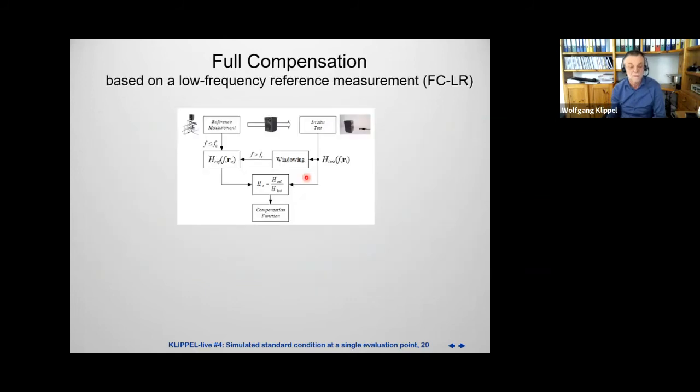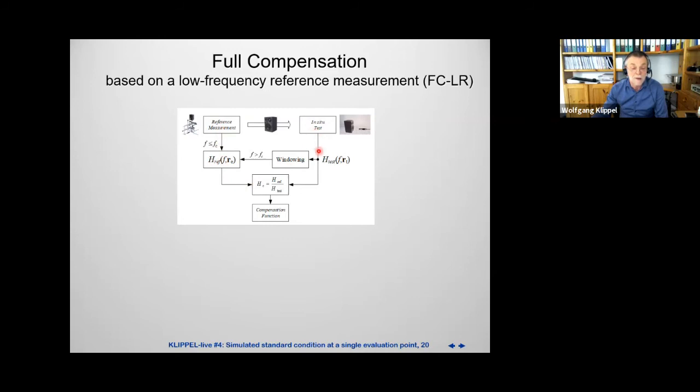And here you see how we are doing our processing. We are measuring the reference transfer function only below 2 kilohertz. So that's here the crossover frequency.